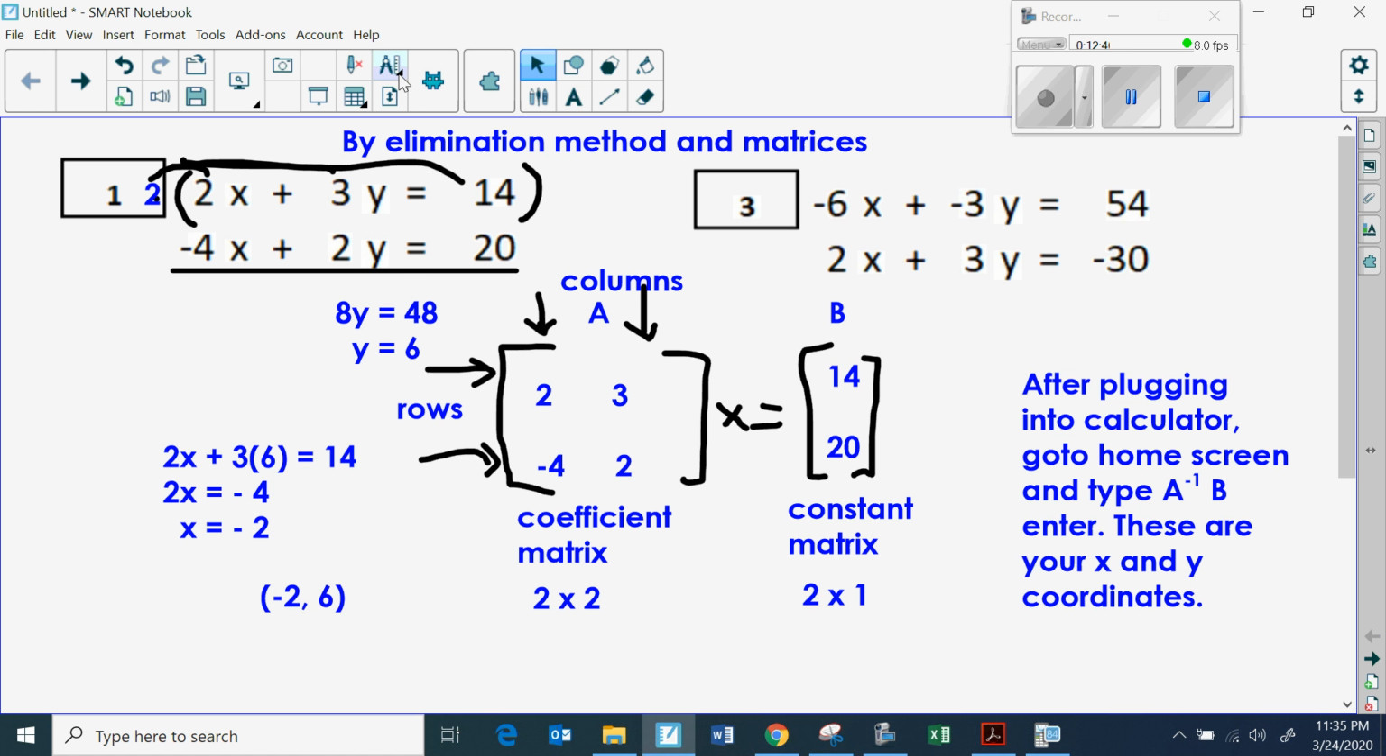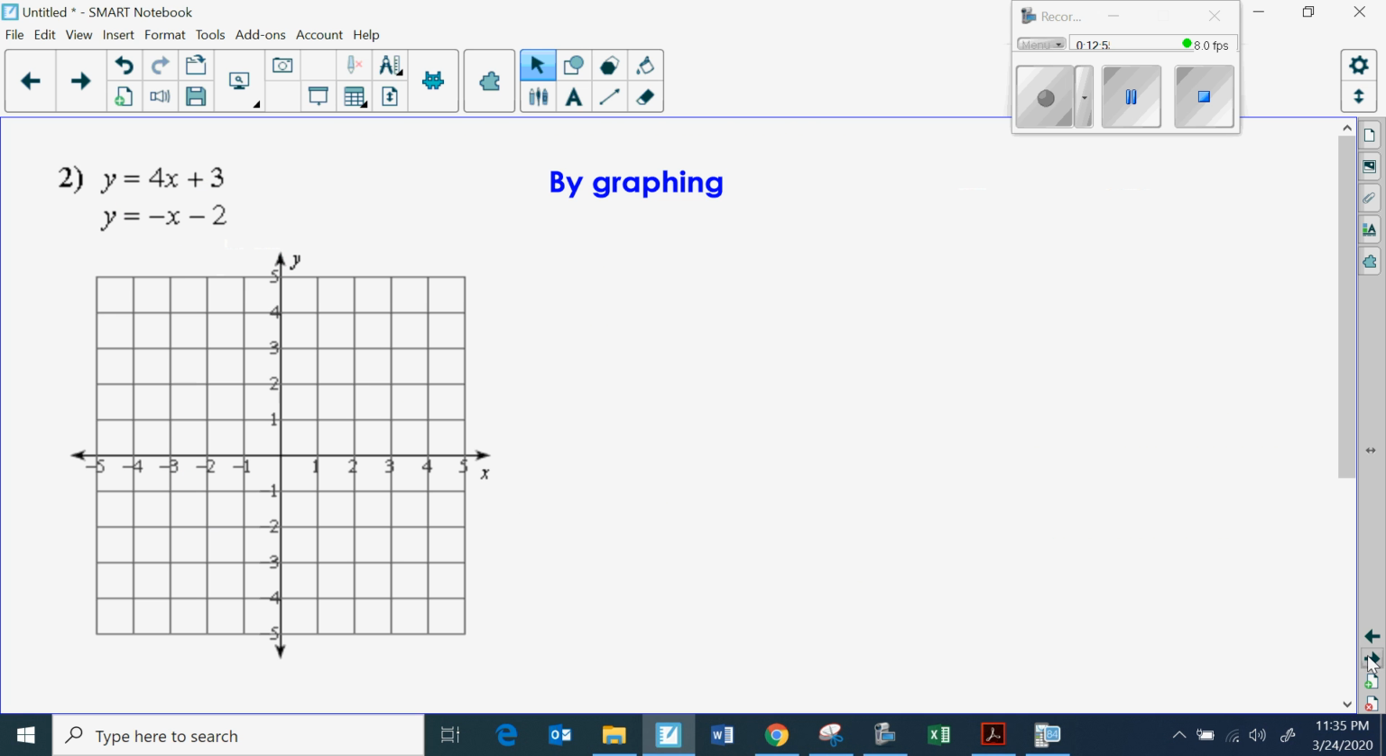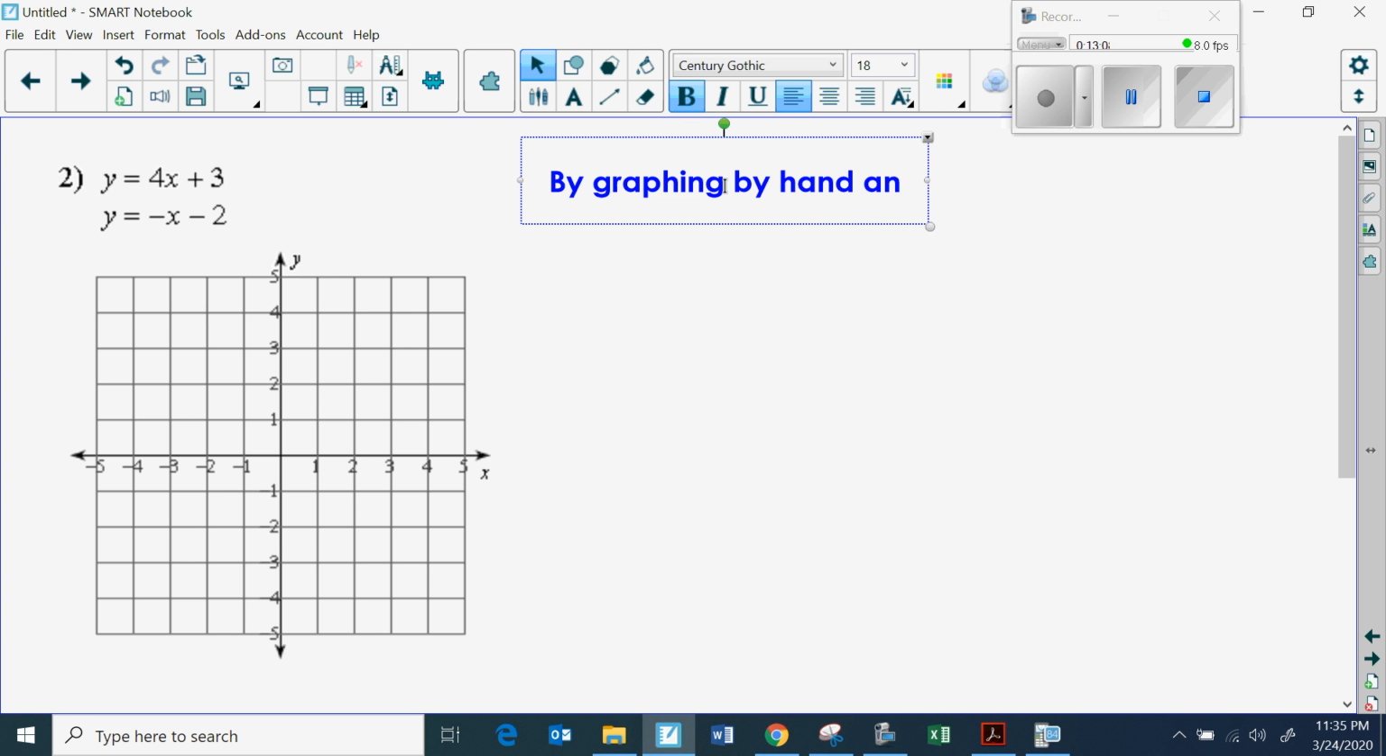All right, so we just did two methods. Elimination method by hand right here, and solving systems by matrices on the calculator. Now let's go ahead and do it by graphing. You're going to do graphing by hand and graphing by calculator. Both.